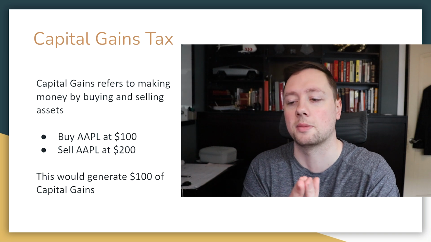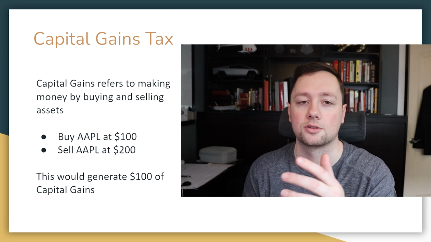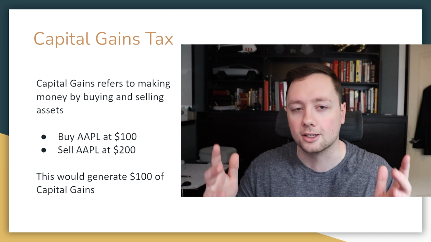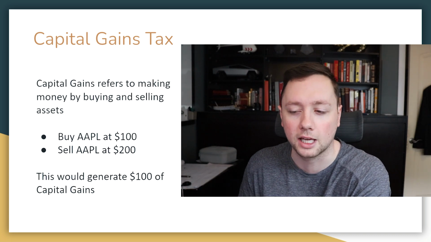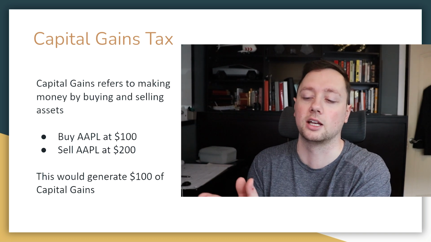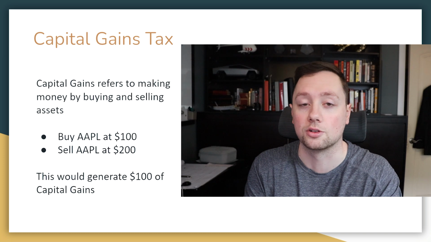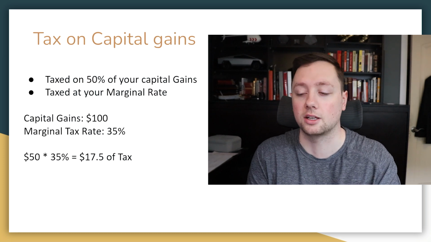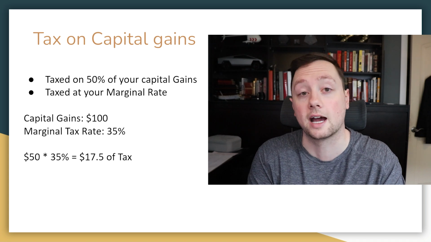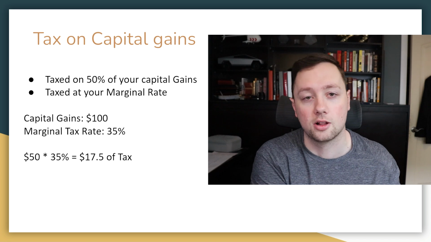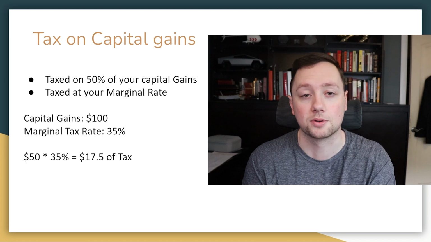Capital gains refers to making money by buying and selling assets. So if you buy and sell stocks, bonds, houses, cars, anything like that, you can probably classify it as a capital gain. An example of this is buying Apple stock at $100 and selling it at $200. This would give you $100 of capital gains. Now, the taxes on capital gains are fairly unique, and they're actually really nice because you only get taxed on 50% of your capital gain. So if you make $100, you only have to pay tax on 50% of that.